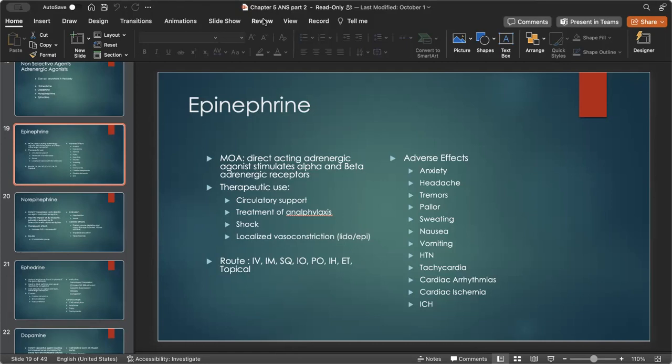Also works on beta 1, which is another way of increasing your heart rate and increasing blood pressure. Because remember, those two work on the heart. And then beta 2 works in the lungs. So we're not really seeing too much beta 2 action, but still we are seeing especially those highly alpha related symptoms here in the increased heart rate, the tremors, and things like that.